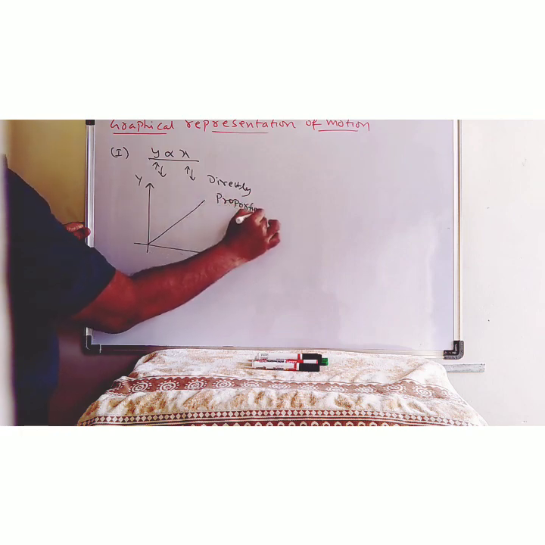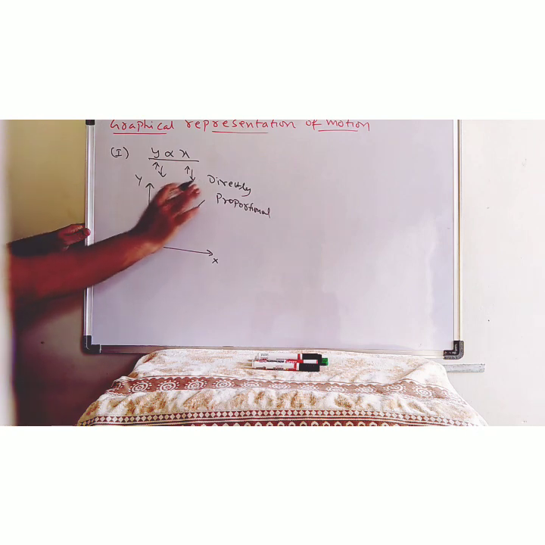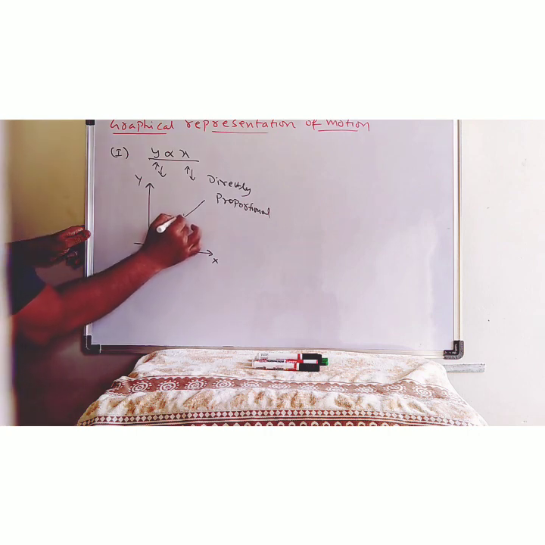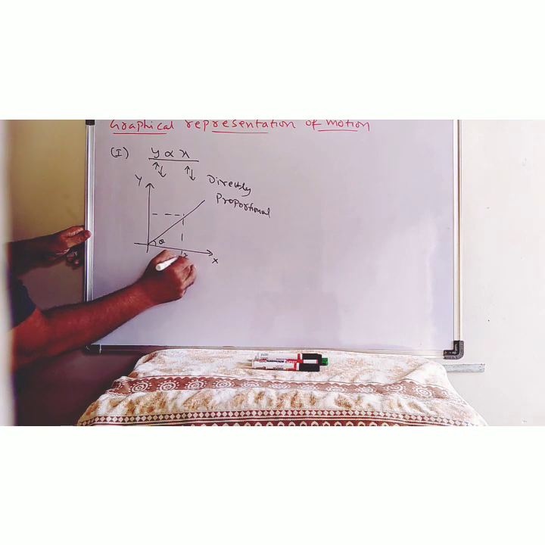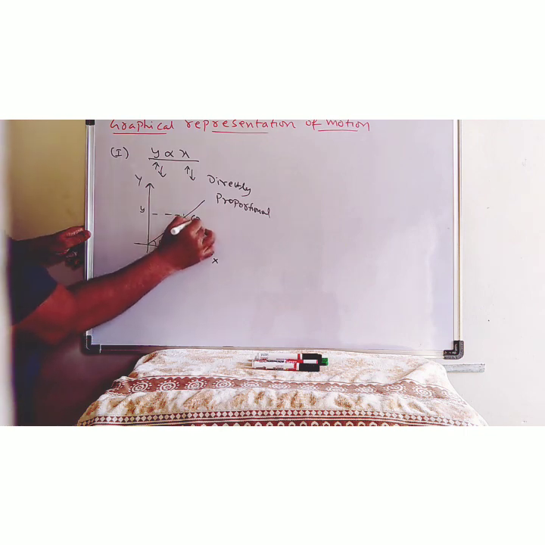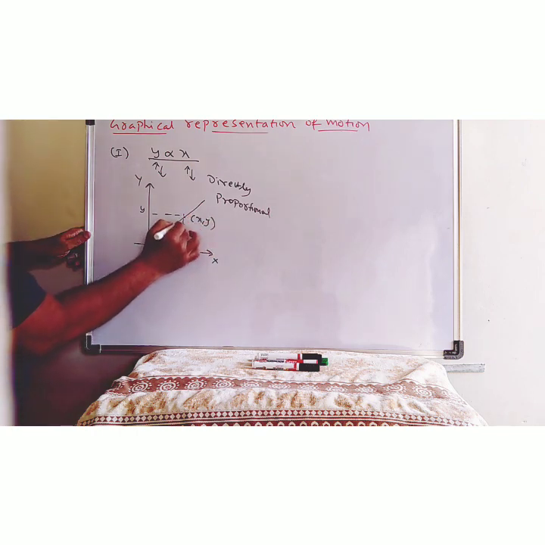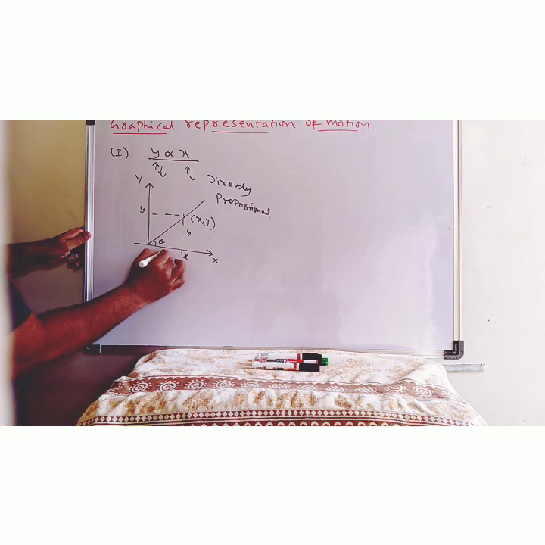In a directly proportional graph, if the x value increases, the y value also increases. Also see carefully, here we have some angle it is making. This is theta. Let us look at two points on the graph. Let us say the coordinates of this point are x and y, where the y component is y and the x component is x.